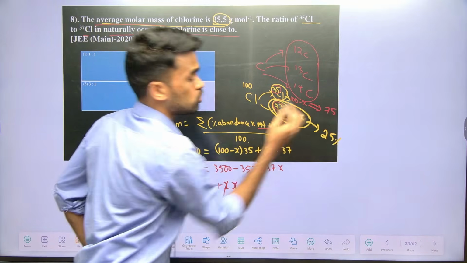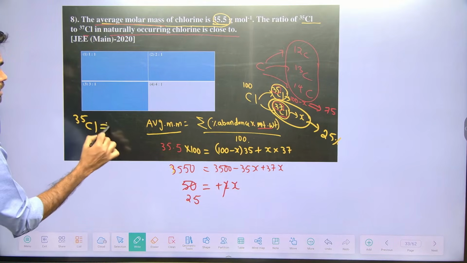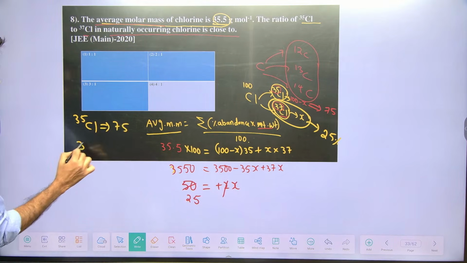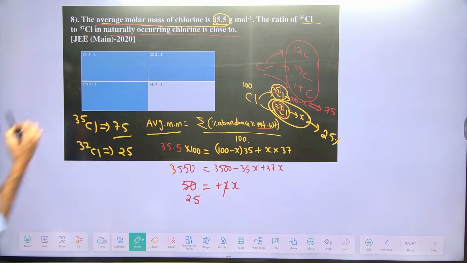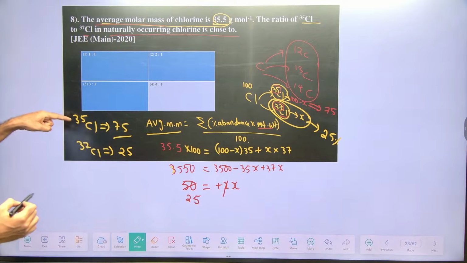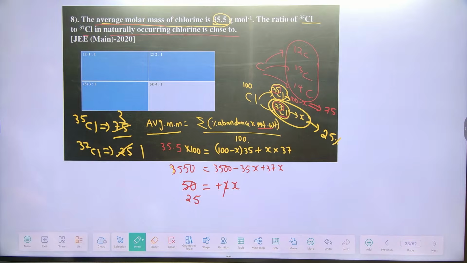So from here what you got? Cl35 will be 75, Cl37 will be 25. Now what are they asking here? Ratio. Ratio of 35 to 37 is how much? 3:1. So where do we have that option? That is your answer.